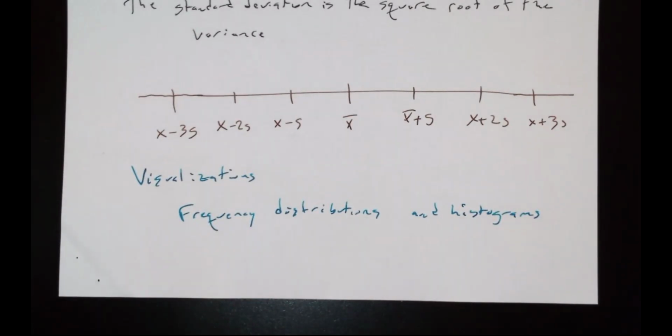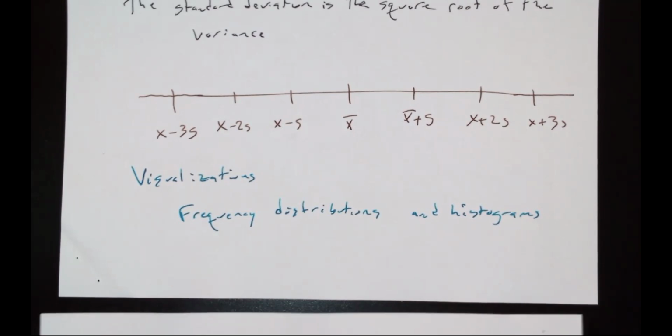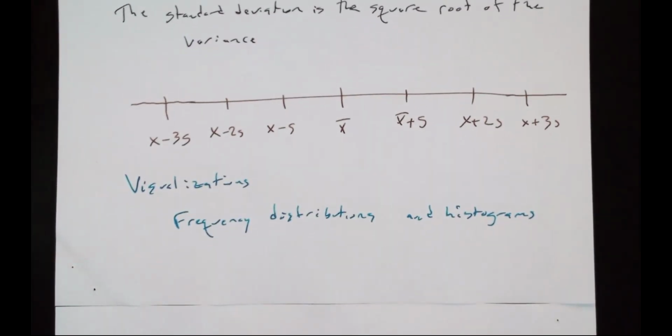Frequency distributions and histograms. A histogram is a visual for a frequency distribution. So I'm going to start with this frequency distribution idea and then build the picture that goes with it. The first thing I need to do is to decide on how I am going to range my data. So depending on the data values I have, I'm going to figure out what sort of buckets I want to put them in.